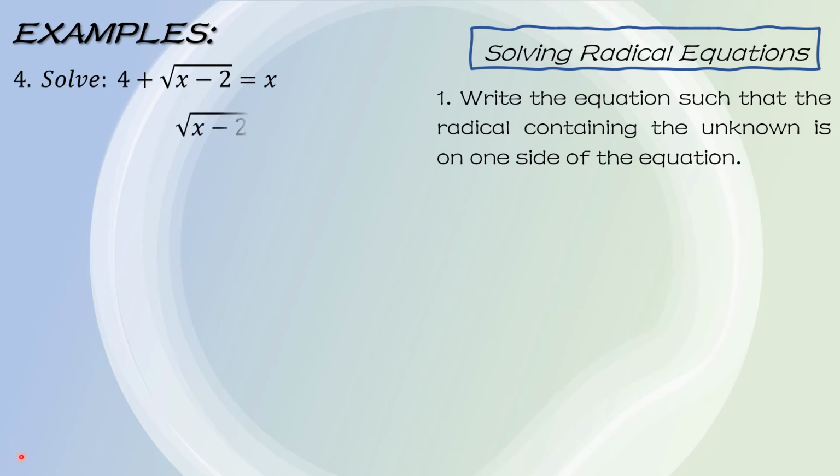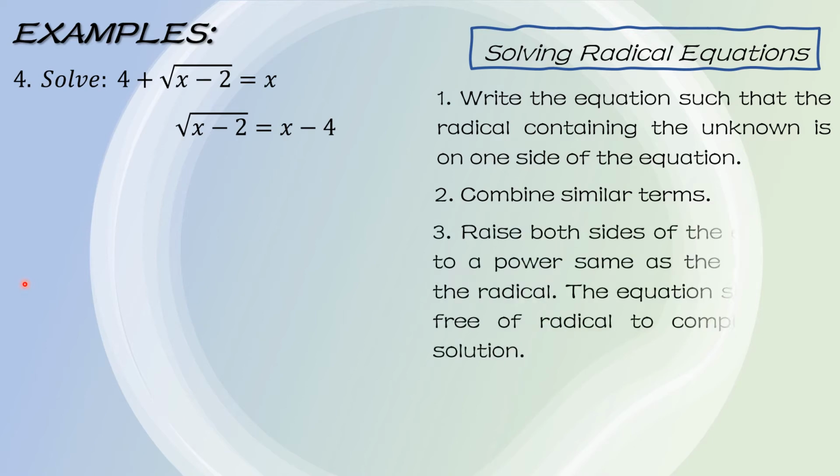So, this will become square root of x minus 2 equals x minus 4. Second step is to combine similar terms. So, hindi natin pwedeng i-combine ang variable sa constant. Let us proceed to the third step.